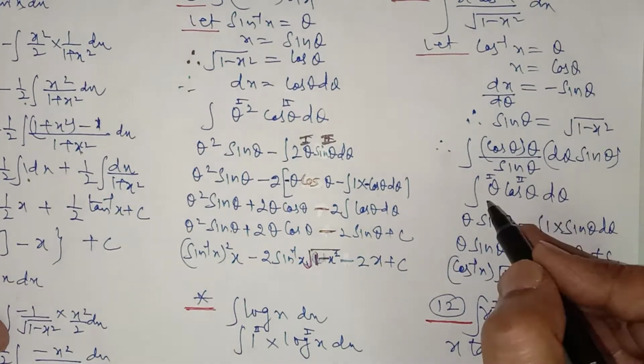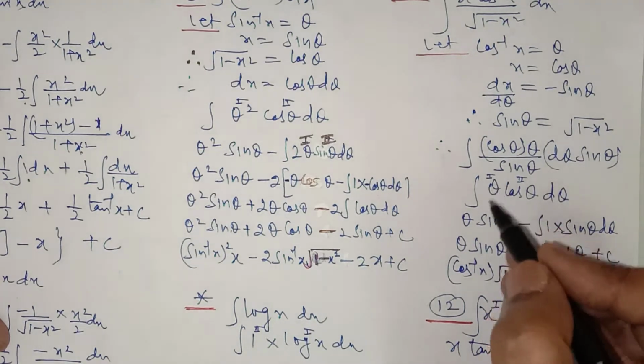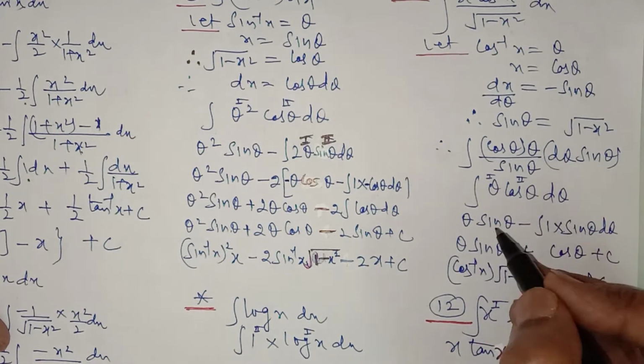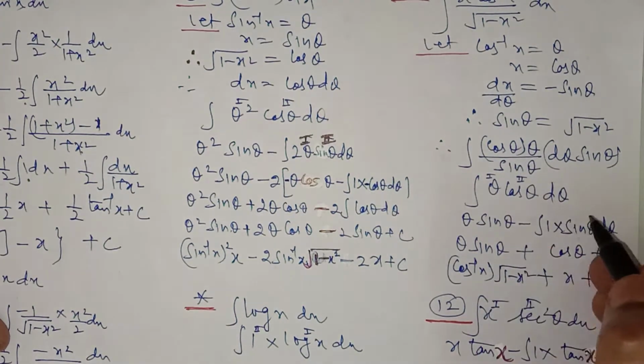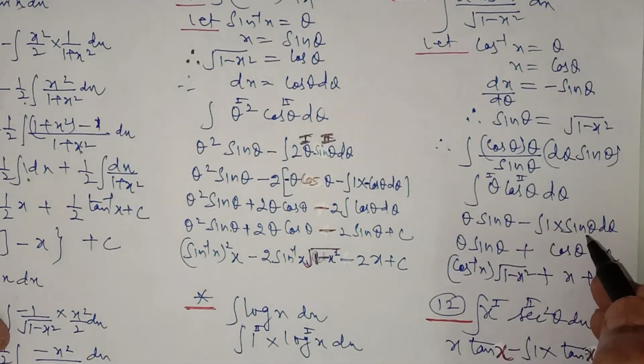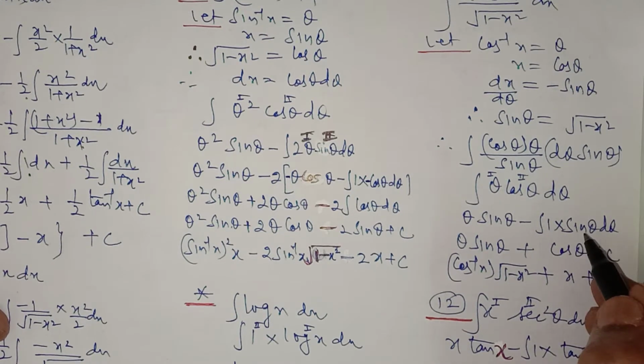Integral by parts. It is algebraic and trigonometric, the first and second function. The first function as it is, integration of cos is sin theta, minus derivative of theta, which is 1, and multiply with the integration of the second function, which is sin theta. The integral of sin theta is minus cos theta. So it will be plus cos theta plus c.